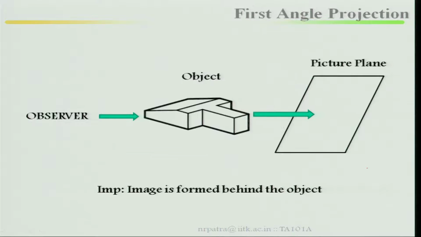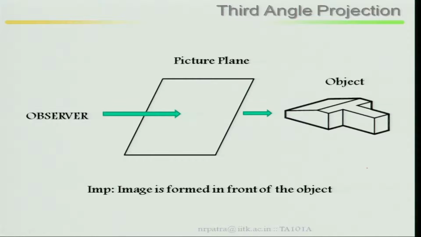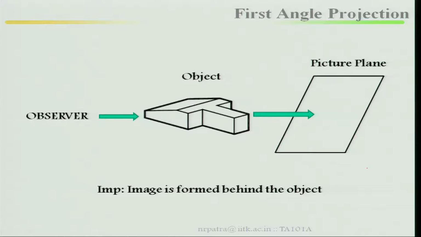Now come to first angle projection. In first angle projection, image is formed behind the object. If this is the object, image is formed behind the object. Look at the difference. In third angle projection, image is formed in front of the object. In first angle projection, image is formed behind the object.